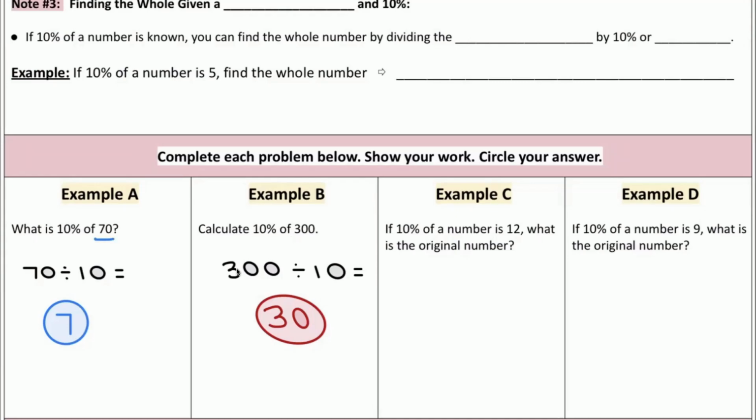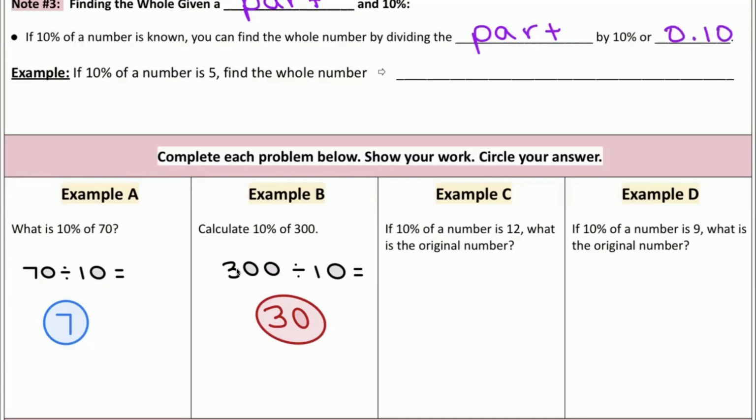Note number 3 is about finding the whole given a part in 10%. If 10% of a number is known, you can find the whole number by dividing the part by 10%. So we're not dividing by just 10, we're dividing by 10%, which as a decimal is 0.10.